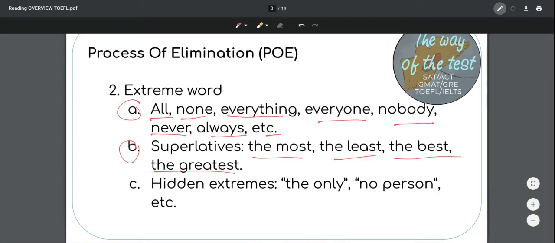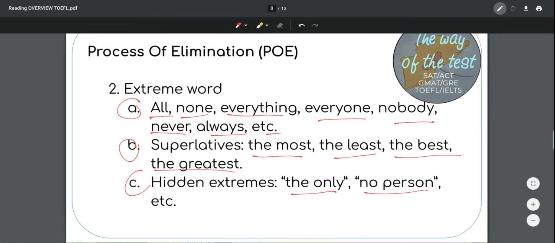So I say the most famous person on earth. That's an extreme word. And hidden extremes, for example, saying the only or no person. Again, these are expressions that we usually don't consider to be extreme, but they are. So in general, we avoid extreme words, okay?